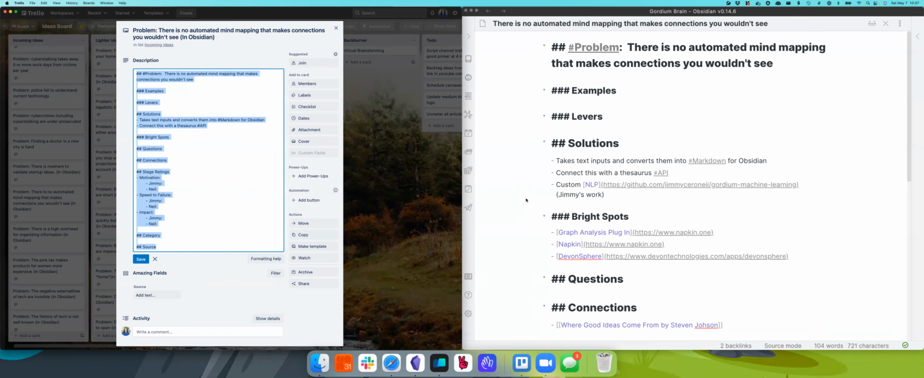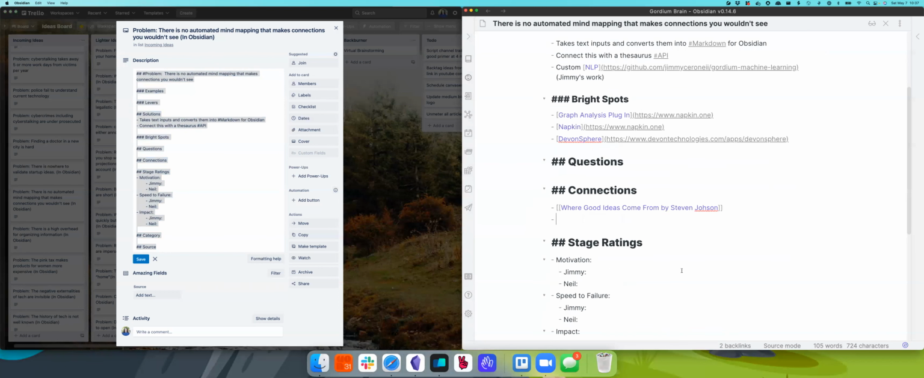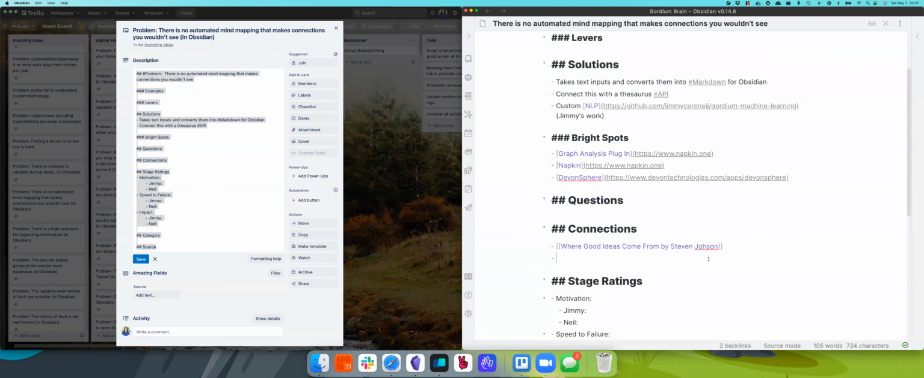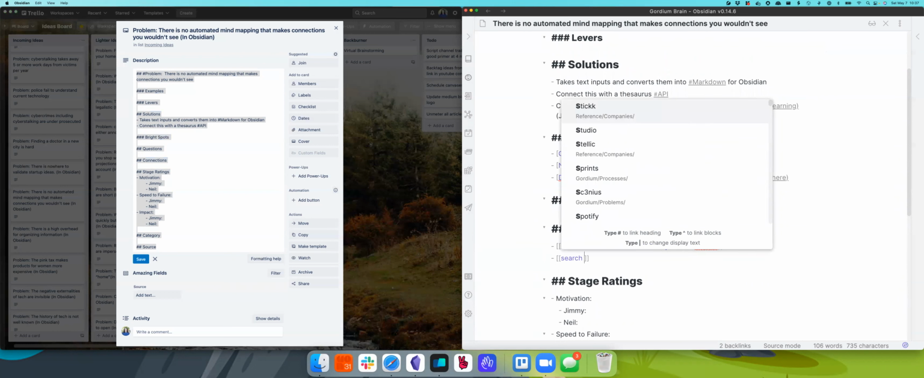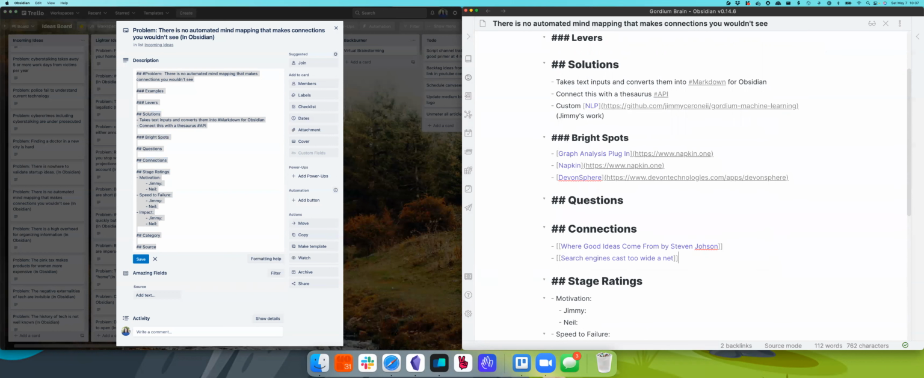Not really. I heard about it in the book Where Good Ideas Come From, where he talked about it being a database where you could search, and it would sort of search loosely. Yes, you're right. Search loosely. That's where we started to think about search engines. A search engine casts too wide a net. But Devonsphere costs money, and we didn't really want to. It didn't quite fit our needs at the time.